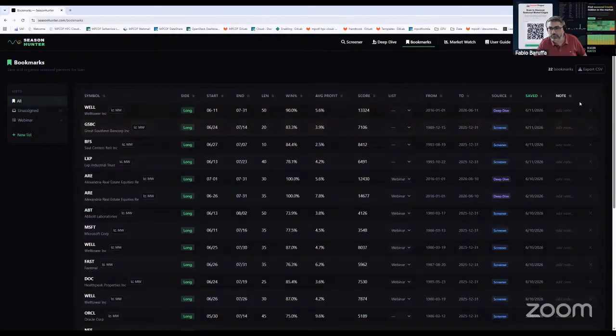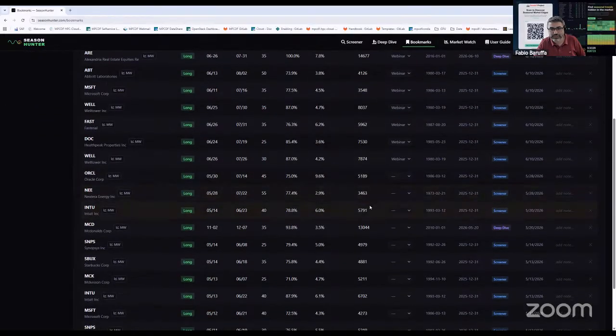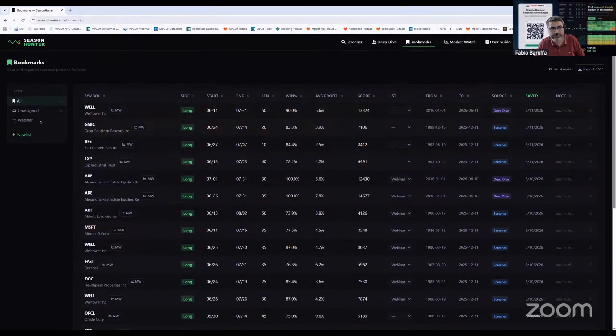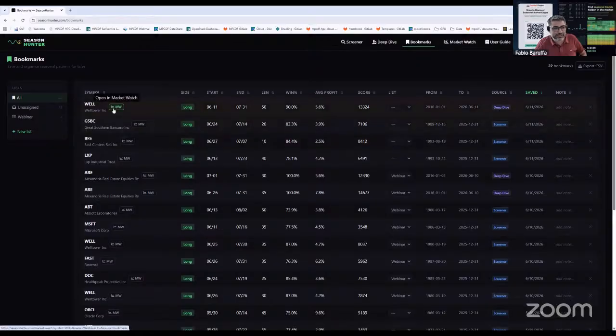In the bookmark we have the trades that I have saved. There are also some trades that I have been doing, some of the edge. Don't show too much, Fabio. I don't want you to replicate my trading right now. Actually, those are the ones I selected. They're very strong. If you believe this is an edge, it's your own decision, right?